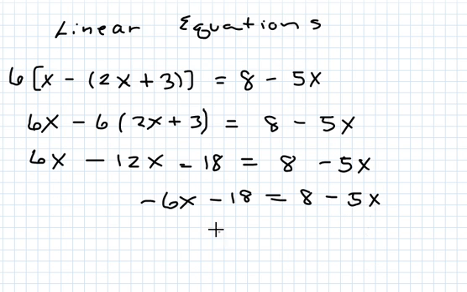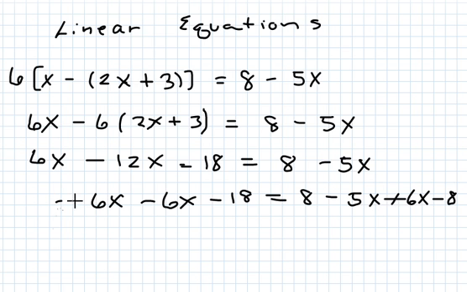Okay, now because we have a minus 6x here and a minus 5x here, this is smaller than the minus 5x, so I'm going to take this over to the right hand side, and I'm going to take this 8 over to the left. I'm going to do this all at one time here. So in other words, we're going to be adding 6x to both sides, and of course if I have a positive 8 here, I need to subtract 8.